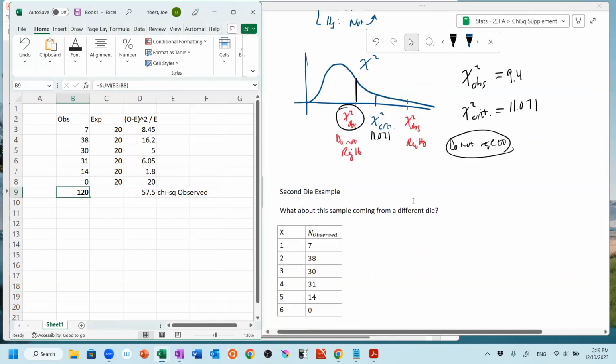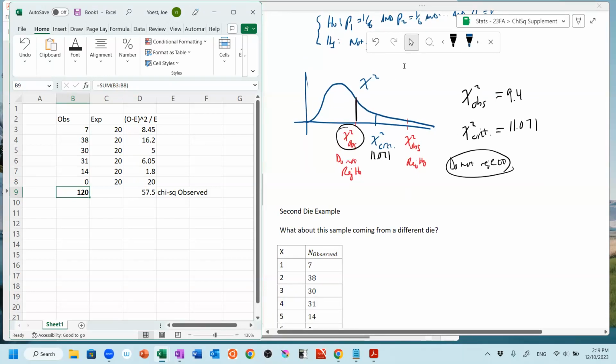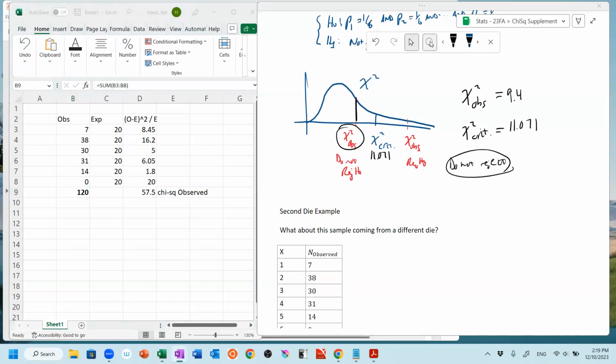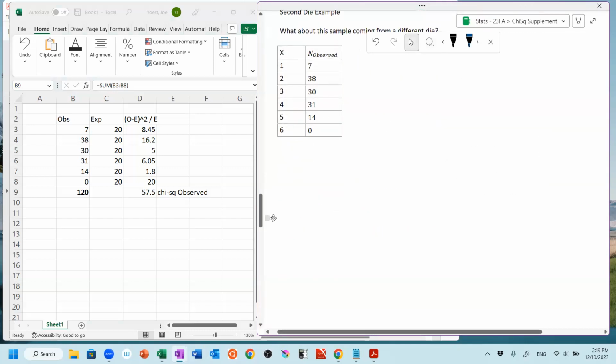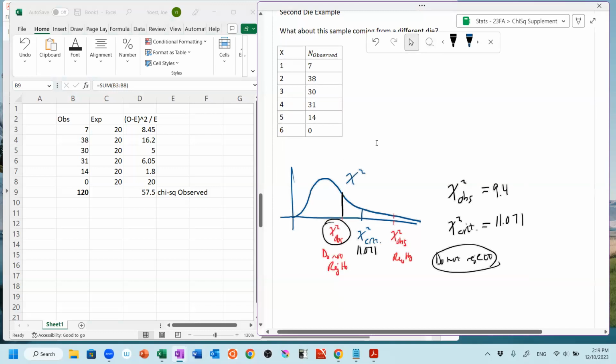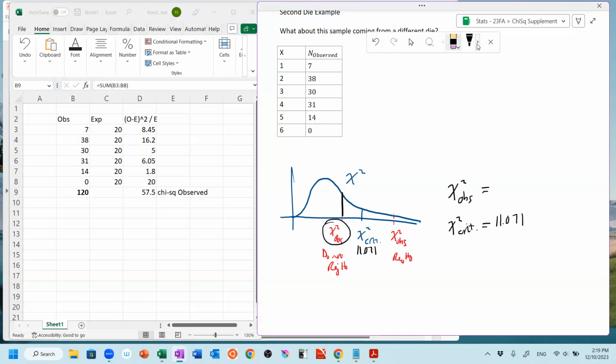Keep in mind the same picture applies here. So I might actually just select all of this and copy it down just to save a little bit of writing. So most of this applies. Our chi-squared observed is going to be a different number, and whether we reject or not is going to be different. But in this case, we have chi-squared observed of 57.5 versus the chi-squared critical of 11.071, still a right tail test.